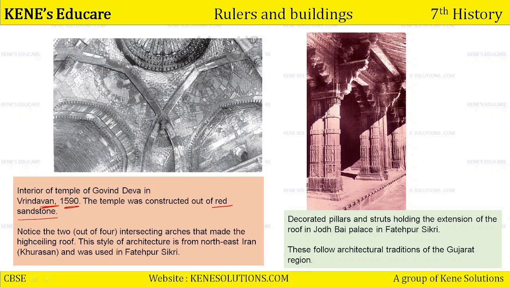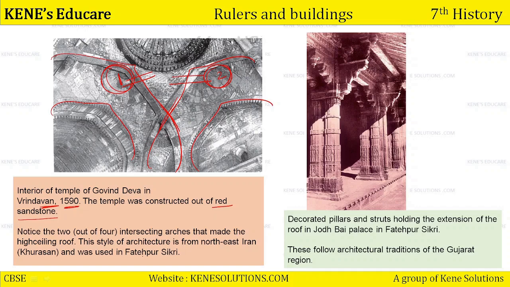So, I'll show you the arches. Arch number 1, arch number 2, arch number 3 and arch number 4. Okay. These are 4 arches. And these 2 arches, 1 and 2, these are intersecting. Can you see these intersecting arches?